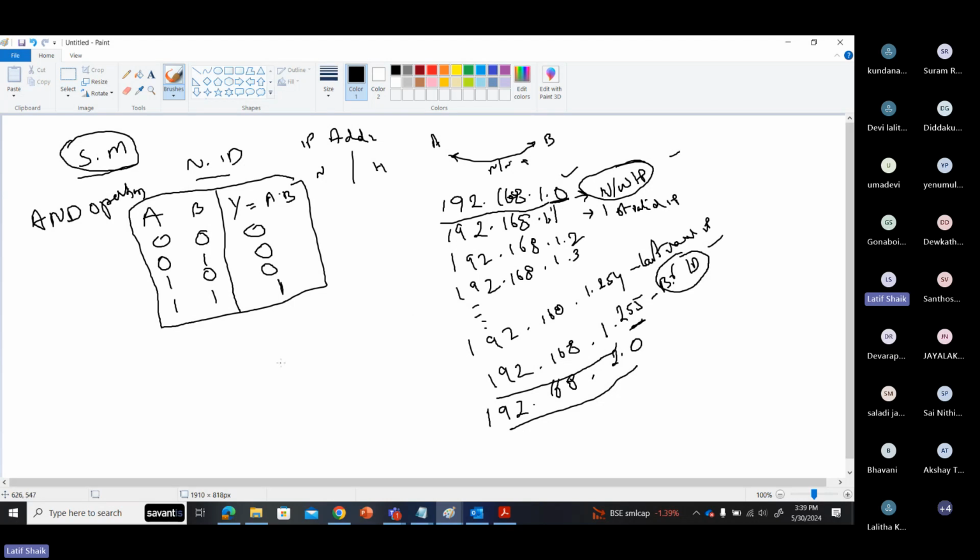It is around 256 addresses we got. Out of that, 2 IP addresses we cannot use. So it's 254. That is the number of hosts, meaning computers, to which we can assign an IP address in the class C range.